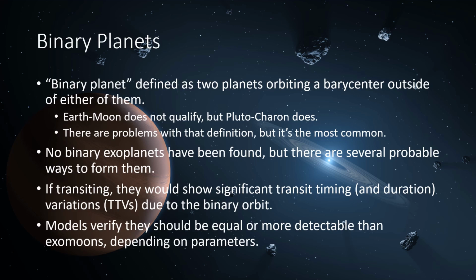To date, no binary exoplanets have been found, but there are several probable ways to form them, and the Pluto-Charon system is evidence that modestly sized bodies can easily form them.